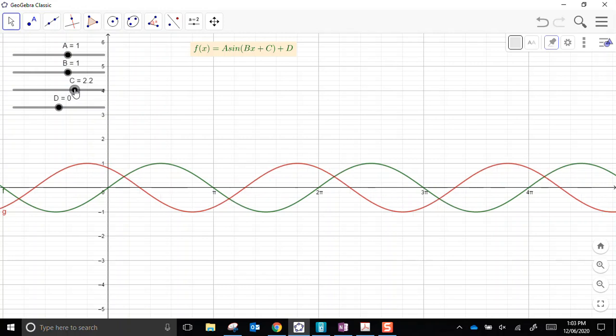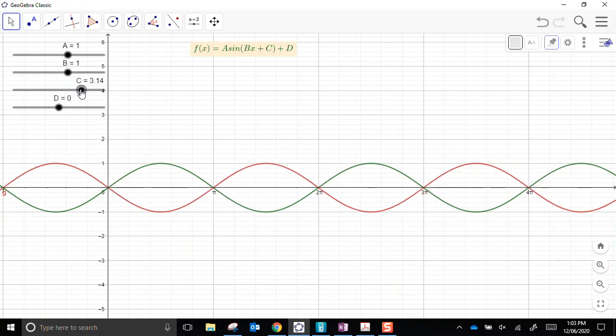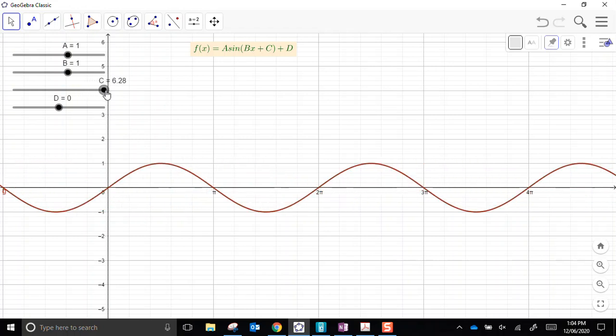If I go a bit more, until I get, there it is, it's moved back by pi. The crest used to be there, and the crest is now back over there. It's moved back by a full amount of pi. If I go 2 pi, it coincides again because 2 pi is a whole cycle. If I have negative values, then it goes that way.